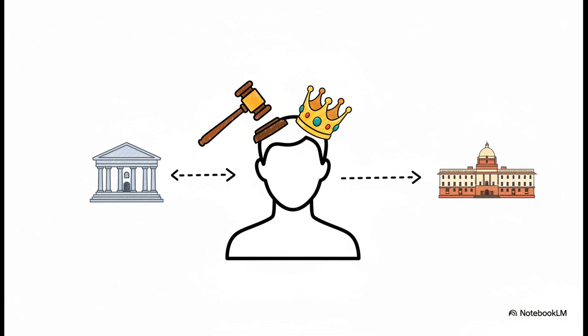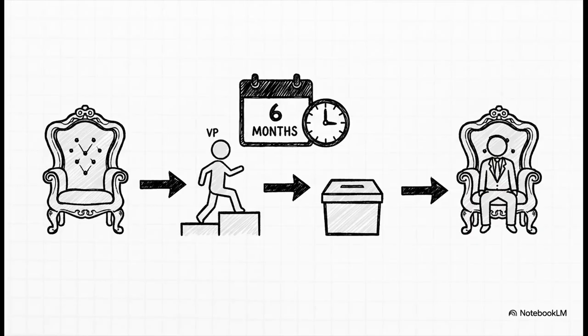The second role, and this is the really critical one, is to step in and act as president whenever that office becomes vacant. And this is a huge point to remember. This presidential role is strictly temporary. It's a stopgap measure, not a permanent takeover. If the president's office falls vacant, the VP steps in, but only for a maximum of 6 months. And within that time, a new president must be elected.